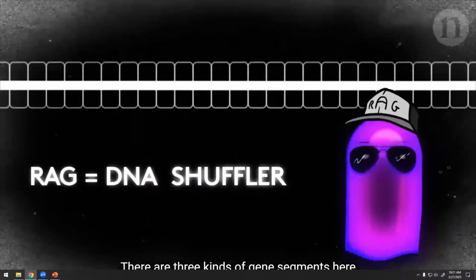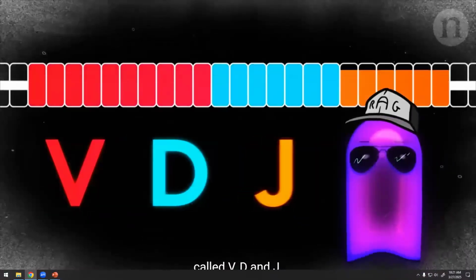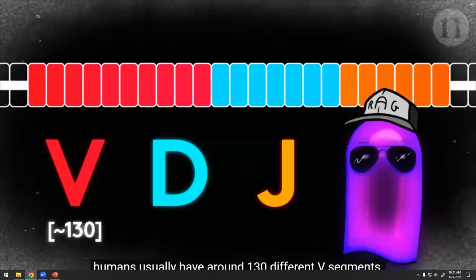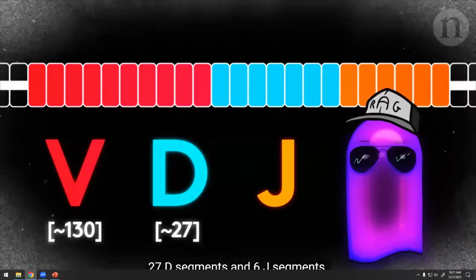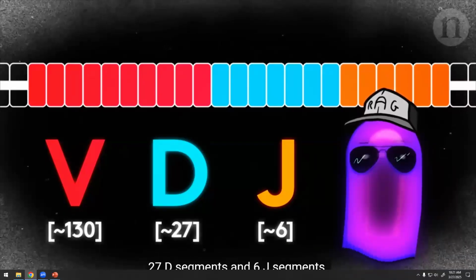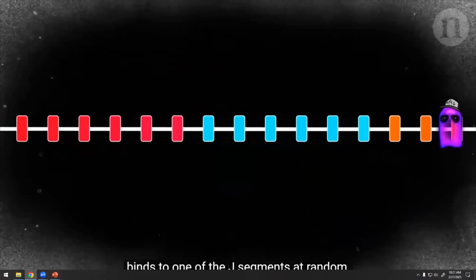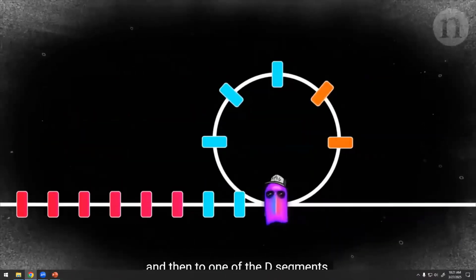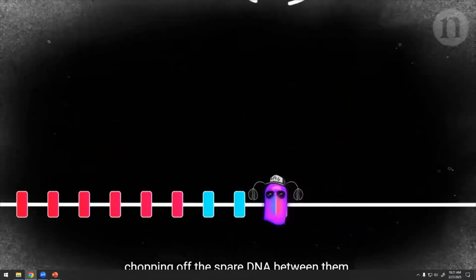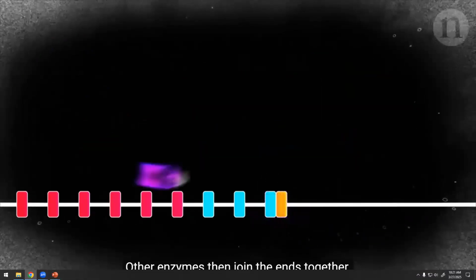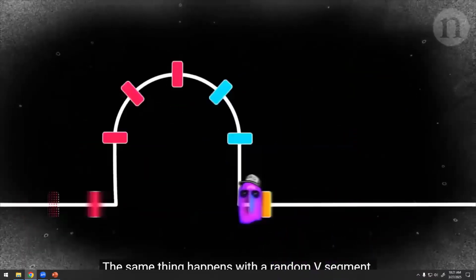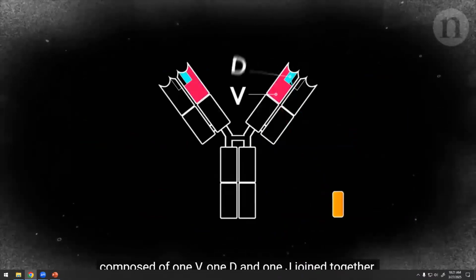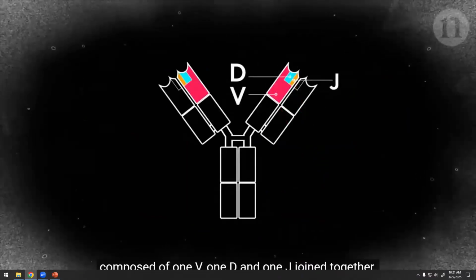There are 3 kinds of gene segments here, called V, D, and J. For the heavy chain of the antibody, humans usually have around 130 different V segments, 27 D segments, and 6 J segments. The RAG enzyme binds to one of the J segments at random, and then to one of the D segments, chopping off the spare DNA between them. Other enzymes then join the ends together. The same thing happens with a random V segment. So you end up with a gene composed of 1 V, 1 D, and 1 J joined together.